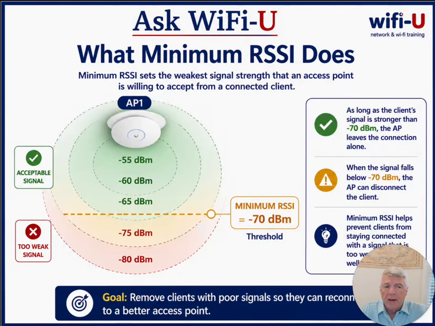So we can help him with that with minimum RSSI. It's a setting we can configure on a UniFi access point. It allows us to define the weakest signal that we're willing to accept from a connected client. So in this example, we've configured a minimum RSSI of -70, and as long as the client signal stays stronger than that value, then everything is normal. But once it drops below that threshold, the access point will send a message to disconnect the client.